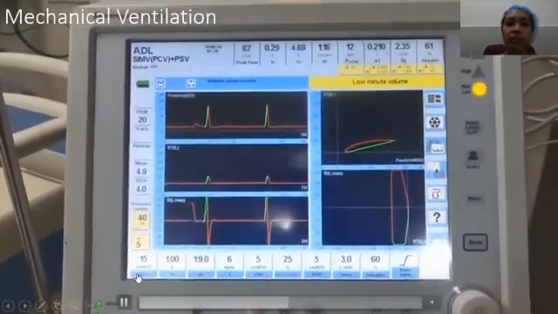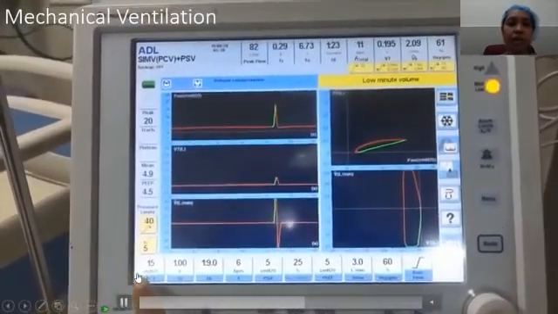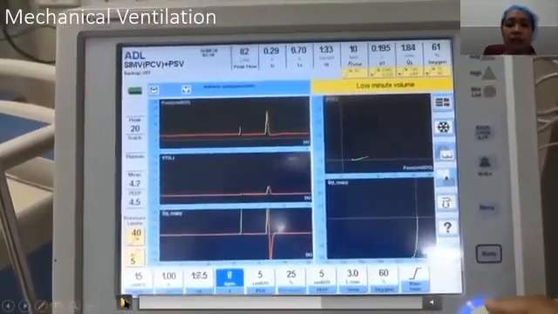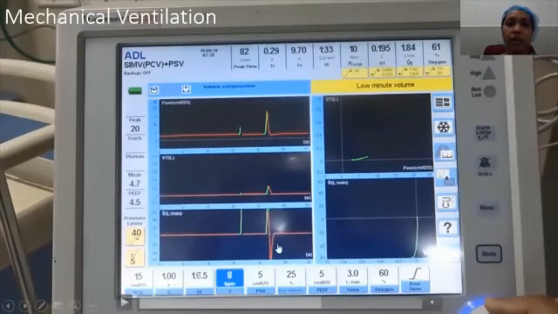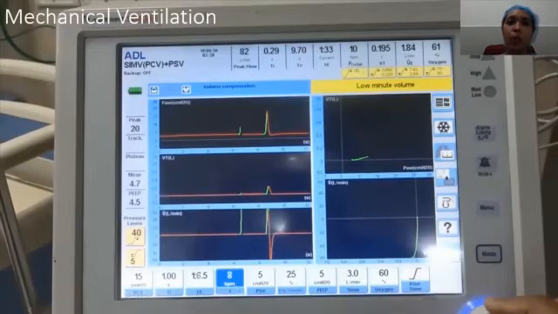The first is the PCV. PCV is the pressure control ventilation. Pressure control is the inspiratory pressure with which the mandatory breaths will be given to the patient. The breaths per minute are the mandatory breaths which your ventilator will be delivering to the patient if the patient fails to breathe below the level of the ventilatory rate set.